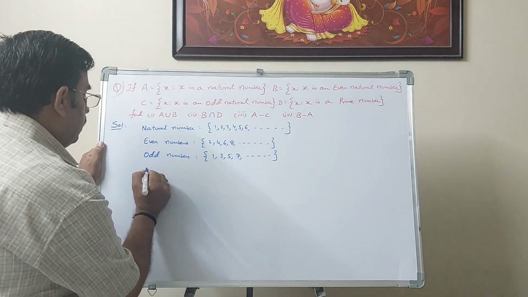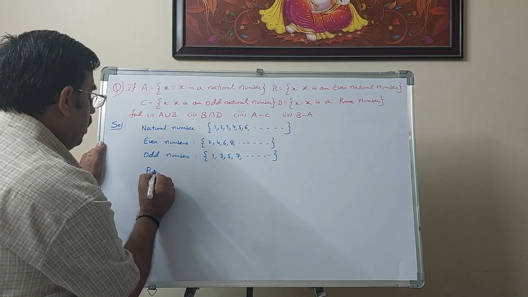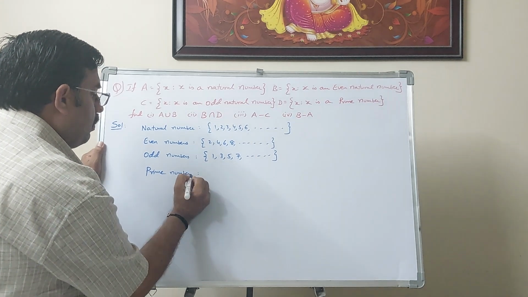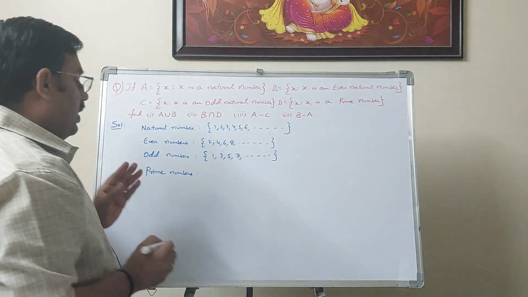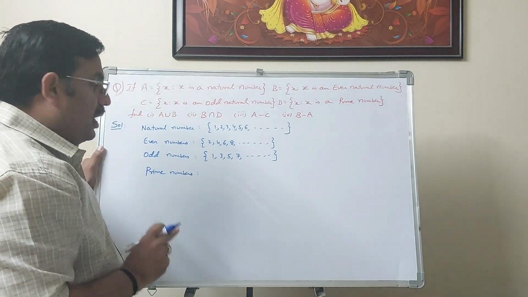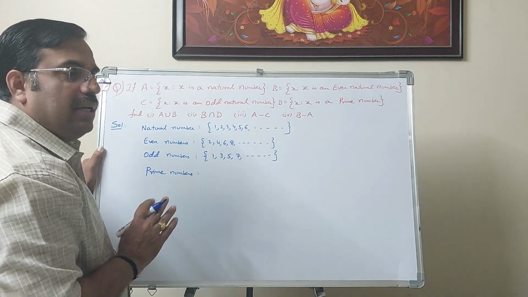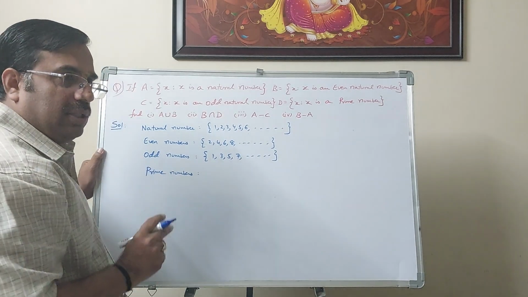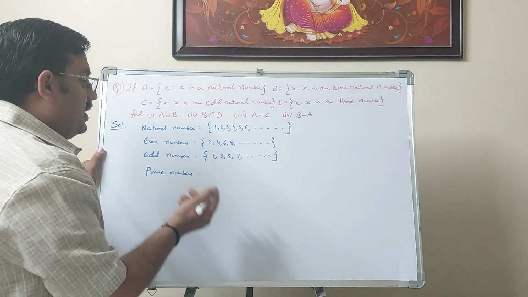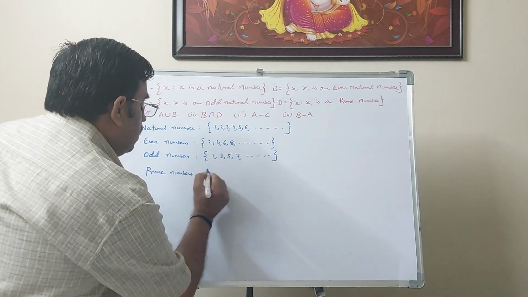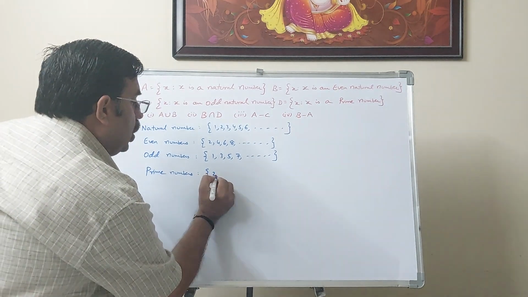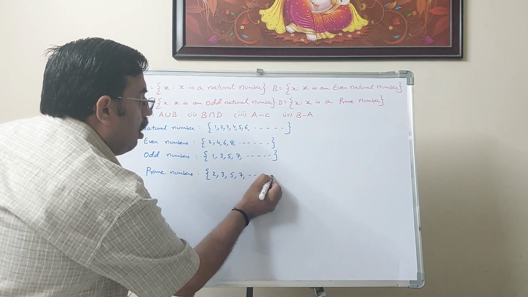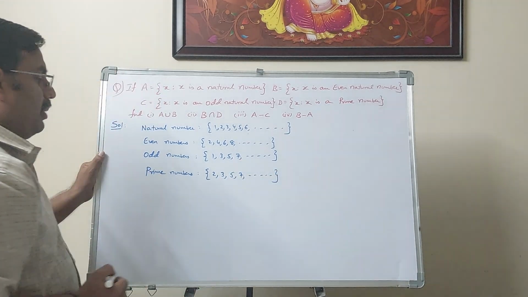And prime numbers. Prime numbers are the numbers which have only two factors, 1 and the number itself. So, prime numbers will be 2, 3, 5, 7, and so on. They are all prime numbers.